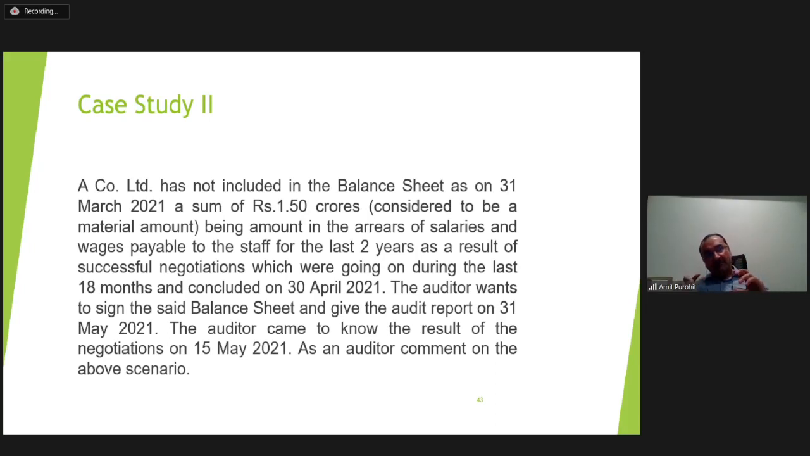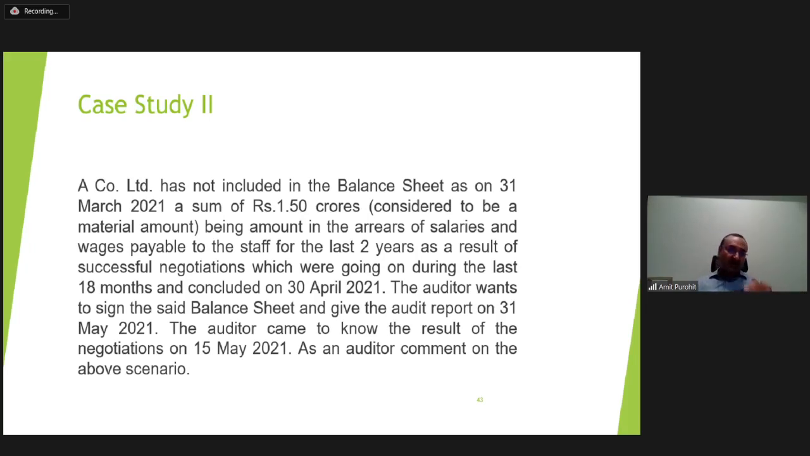Now, this particular scenario, if we talk about SA 560, comes under the scenario where it is an event which has happened post the balance sheet date, but before the auditor has issued his audit opinion or before the date of the auditor's report. If we take the analogy of AS 4, then this scenario would fall in adjusting event because the negotiations were going on for the past 2 years. Only thing, it has been fructified and it has crystallized post the balance sheet date. However, the negotiations were going on during the last 18 months. Hence, this event can be considered to be an adjusting event.